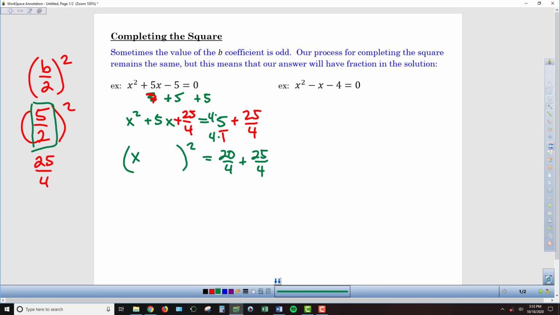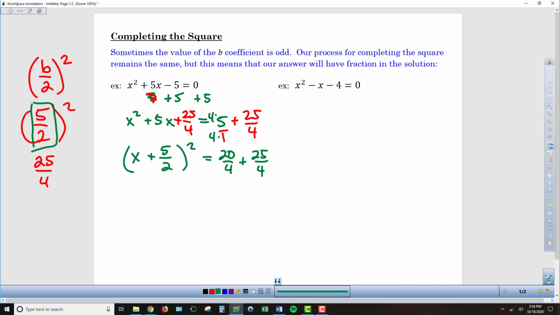We took 5 and divided it by 2, and we just left it as 5 halves. So that's going to be the number that I'm going to have here when I factor it. So it's going to be x plus 5 over 2, x plus whatever b is divided by 2 squared.